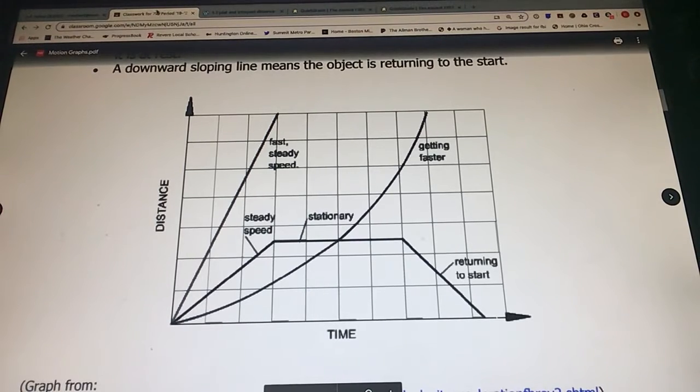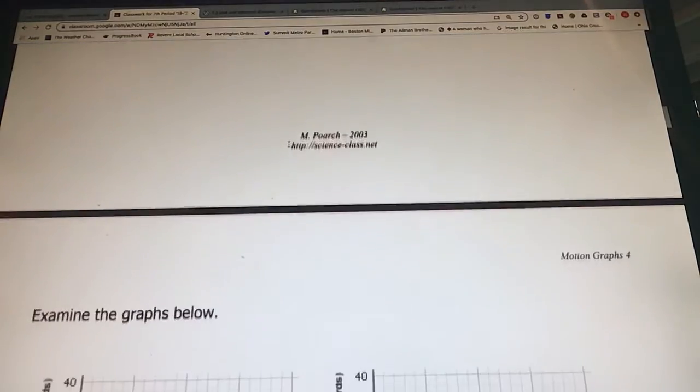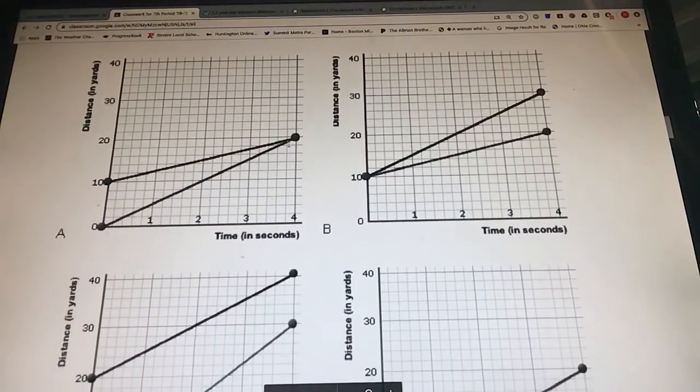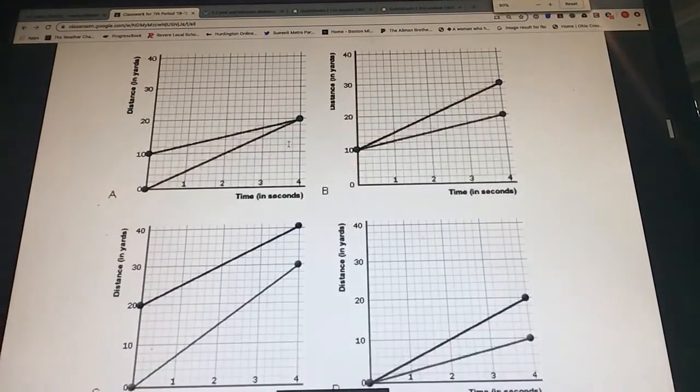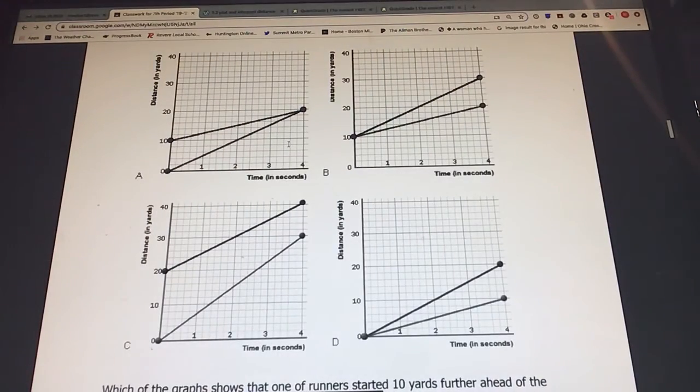We are almost done. Some review questions here. Got some graphs on the screen. Which of the graphs shows that one of the runners started 10 yards farther ahead of the other?